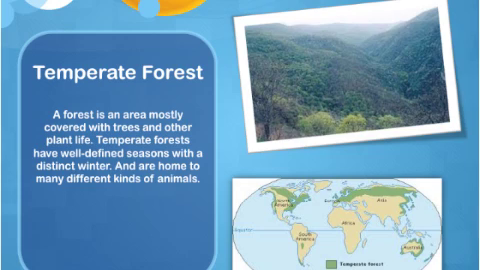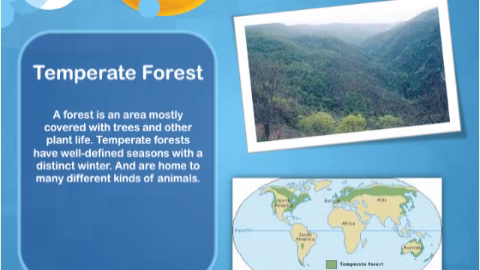Okay guys, let's also talk about forests. There are many kinds of forests, but the one we're going to talk about is a temperate forest. A forest is an area mostly covered with trees and other plant life. A temperate forest has well-defined seasons with a very distinct winter, and they are home to many different kinds of animals.